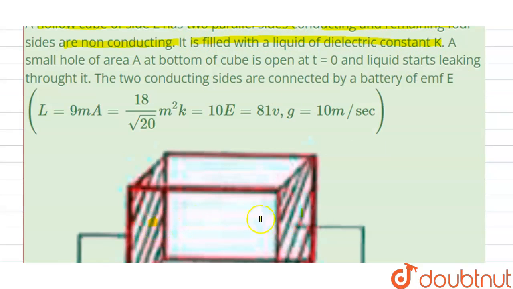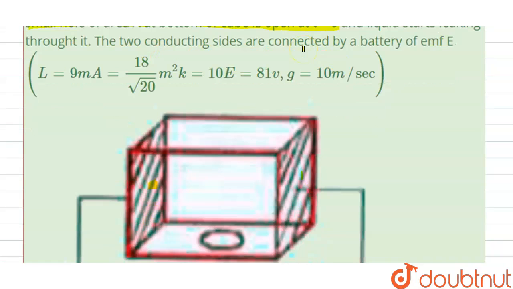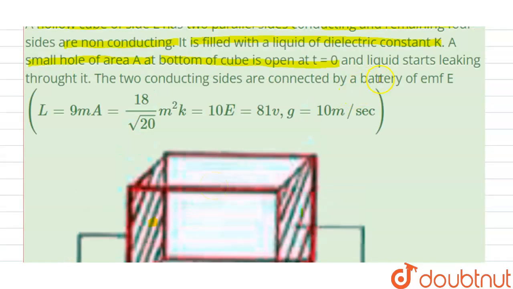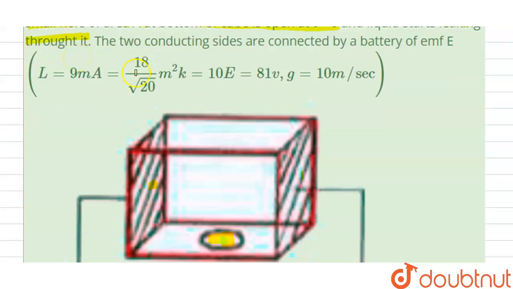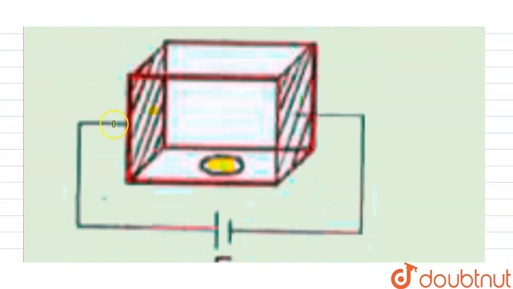A small hole of area A at the bottom of the cube is opened at time t equal to 0. This is our small hole at the bottom of area A. The liquid starts leaking through it, and the two conducting sides are connected by a battery of EMF E.